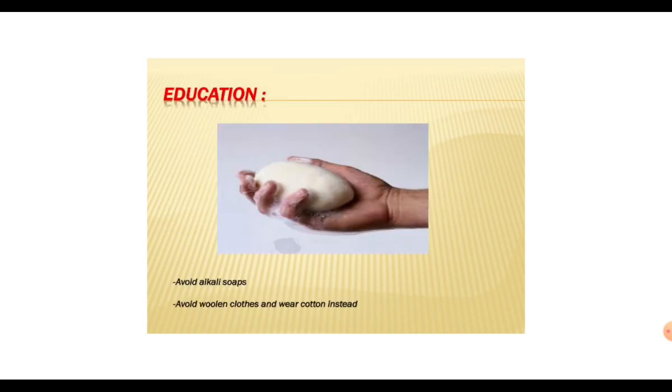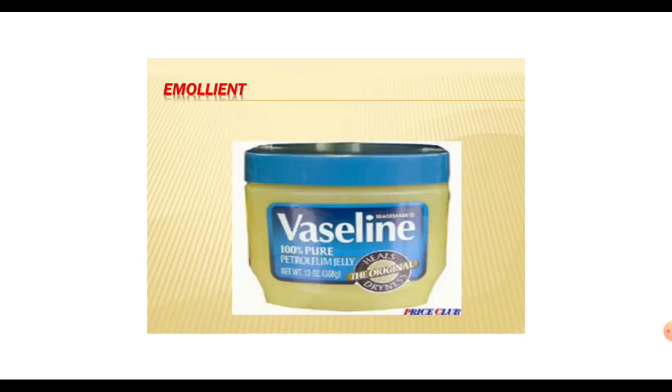Next, what you will advise or educate the patient is to avoid alkali soap, as it is an irritant and causes irritant dermatitis. Also, there is food and wool intolerance in the minor criteria of Hanifin and Rajka's criteria for atopic dermatitis. So you have to educate the patient. Also, emollient is given as a topical medication to decrease the dryness of skin.